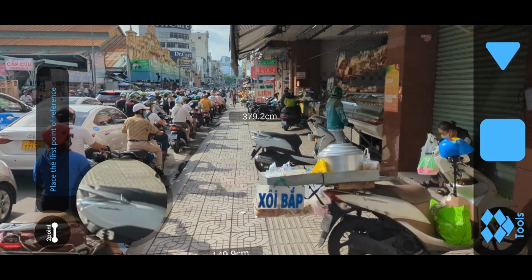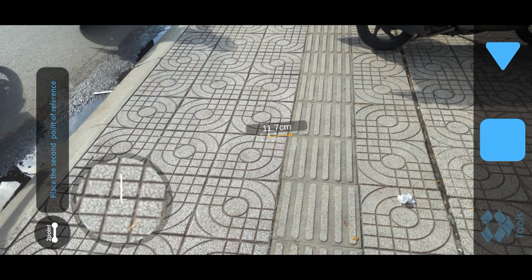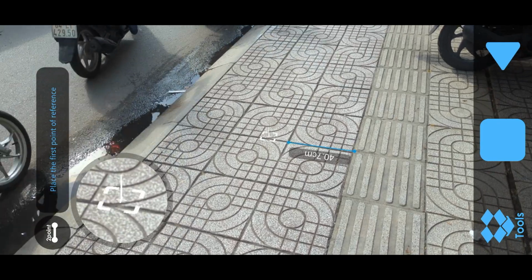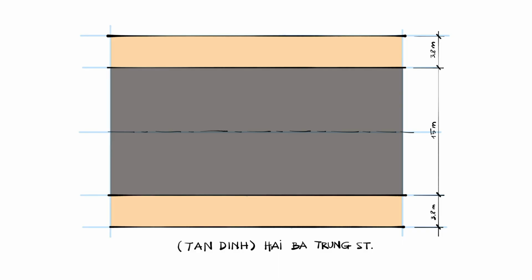Let's check the detail. Let's see the size of the pavement tiles. Oh, it's around 40 by 40 centimeters. That's fair, I guess. If we assume that the two sidewalks of this street are the same, its plan probably looks like this.